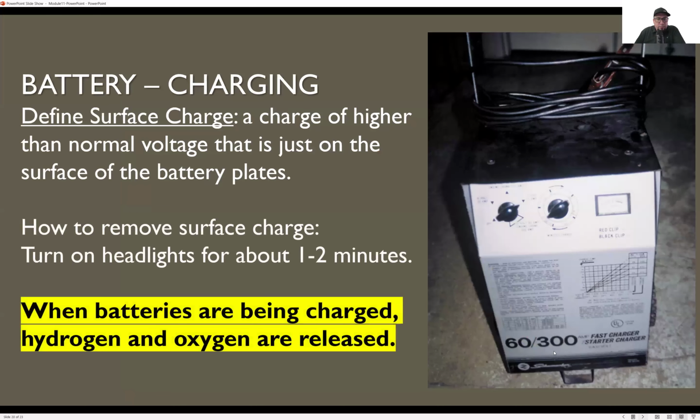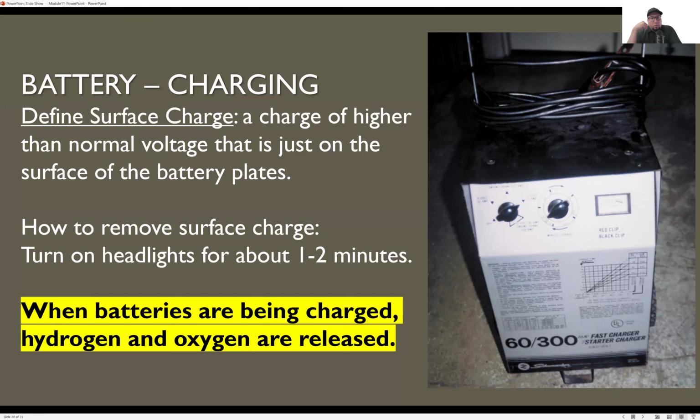Okay, battery charging. So just a little note here. Make sure you write that down. That might be on a quiz or something. But we're going to charge batteries. So the main thing about when we do charge a battery, we have to know that there may be a surface charge on it. If we put a meter on it and we look at it and it's over 12.6, then that's a surface charge. If it's under 12.6, that means it's undercharged. If it's exactly 12.6, then we're good. We don't need a charge.